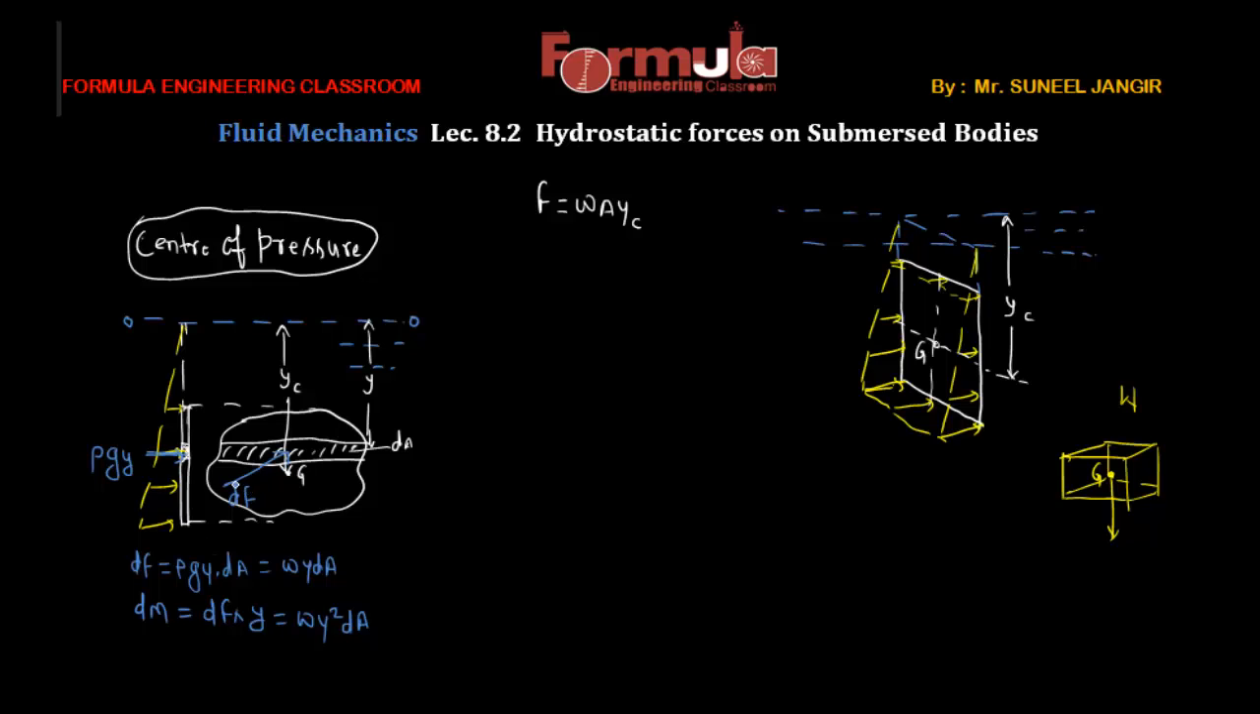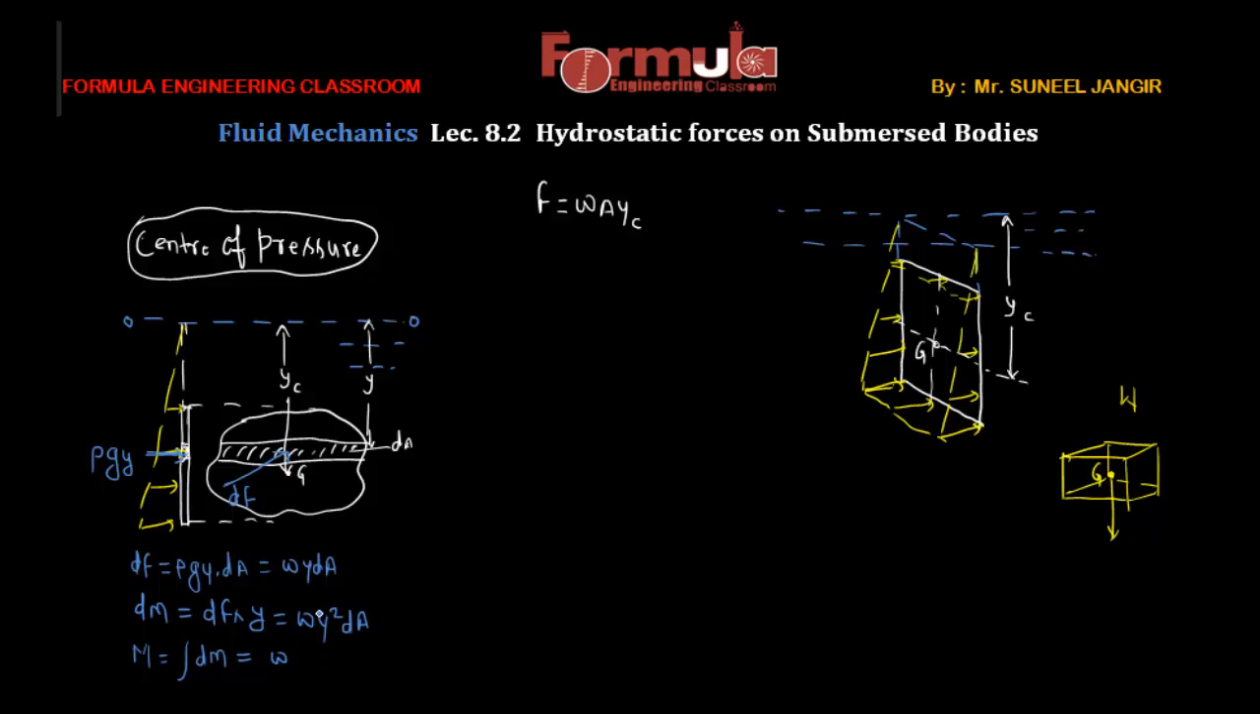Now we can consider a number of strips here, and definitely the position of those strips will be different from the free surface of fluid, like y1, y2, y3 and all these things. So the total moment over the plane surface about the free surface, we can find out by integrating this one. So we can say that the moment M will be equal to the integral dM. So here, W is constant.